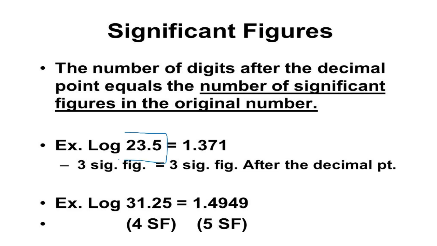23.5 has three significant figures, right? So now, this is the answer to the log of 23.5. According to the rules, the number of digits after the decimal point is equal to the number of significant figures in the original number. That means in your answer, after the decimal point, you should have three significant figures, which makes sense. Okay, another example: log of 31.25. 31.25, which is our given, has four significant figures. That means after the decimal point, we should have four significant figures, which makes sense. We have four significant figures right here.